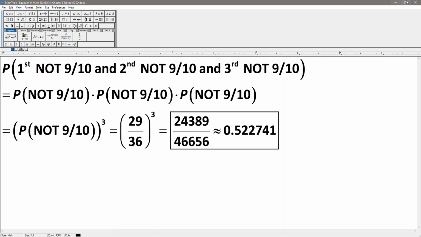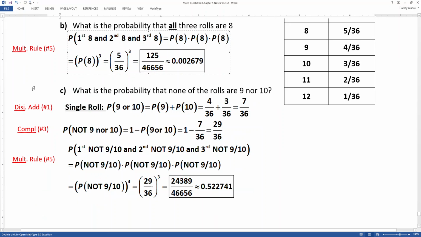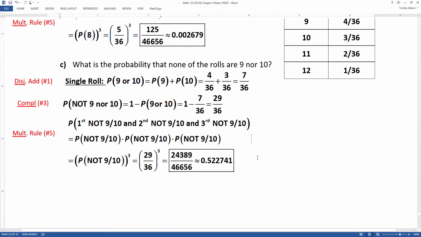All right, so we're done with that one. So that was actually a combo. We had to use the disjoint rule, the complement rule, and the multiplication rule all to get what we wanted, which was the probability of not 9 or 10 to the third power.